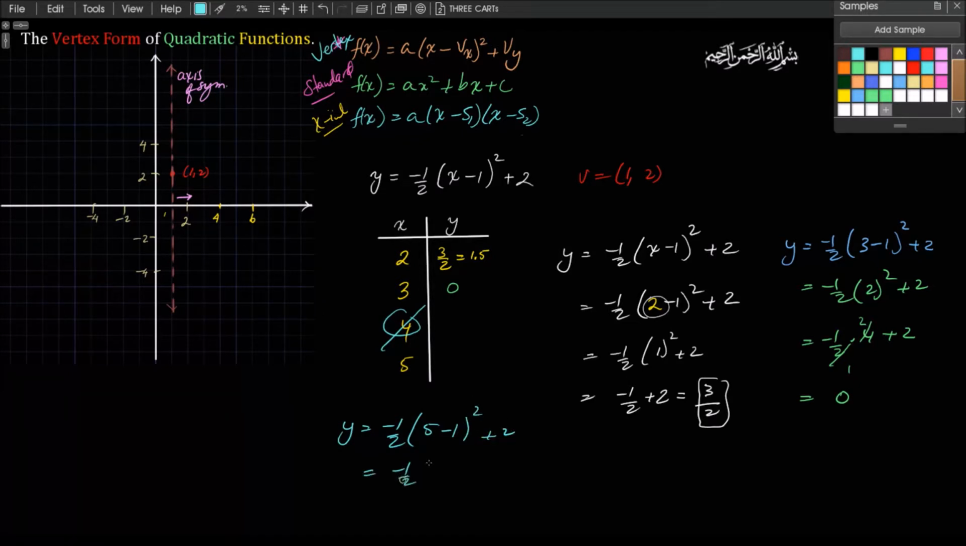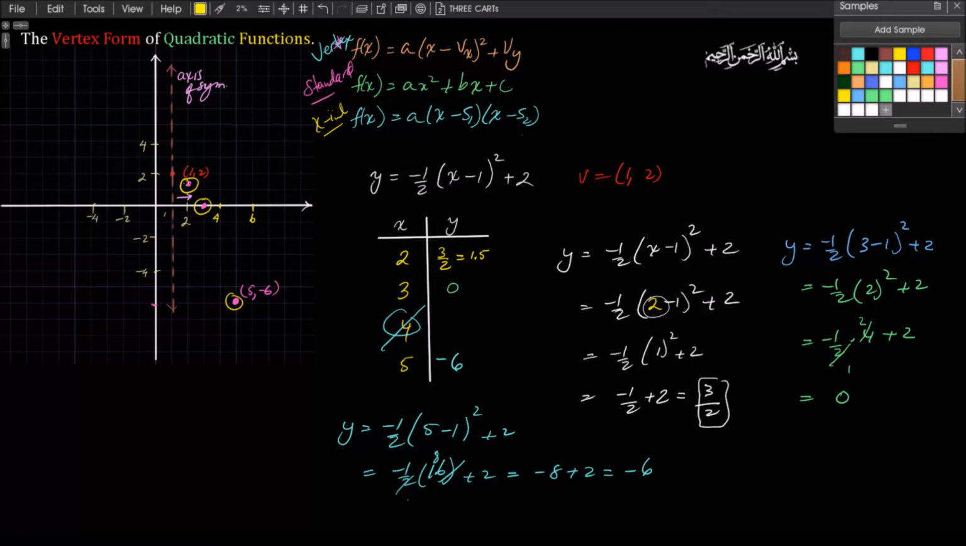So that's negative 1/2. 5 minus 1 is 4, and that's squared, 16, plus 2. So that goes in there 8 times, and that is negative 8 plus 2, and that is negative 6. So I got negative 6. So now I have 3 points. So now I have this point, and this point.